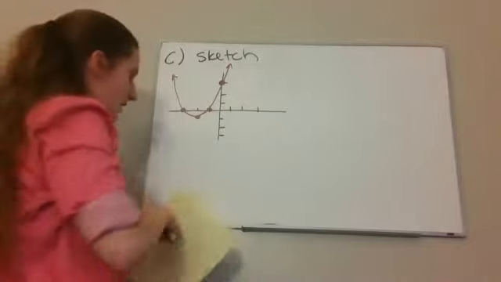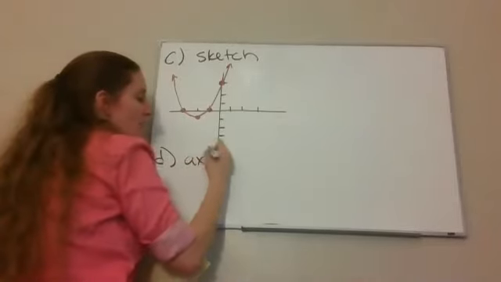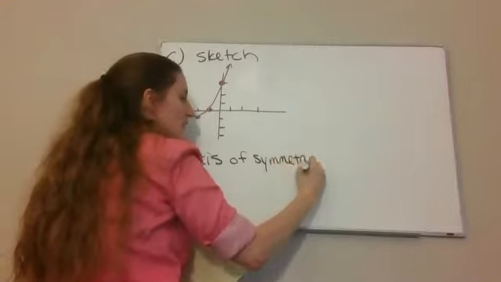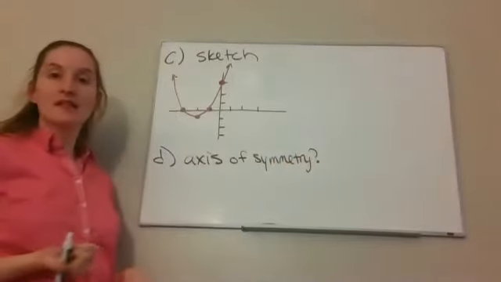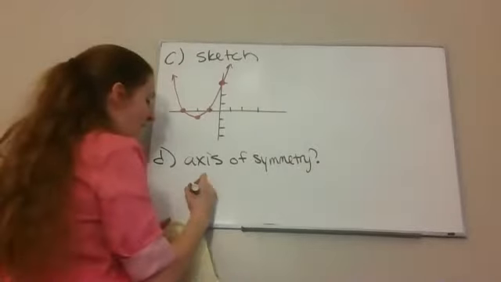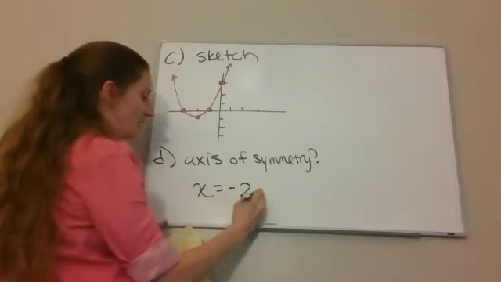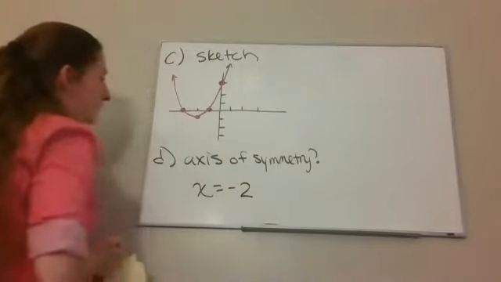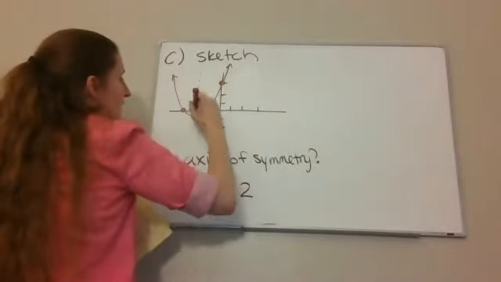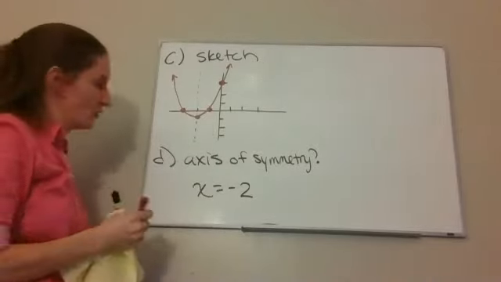Now, part D, what is the axis of symmetry. Now remember, your axis of symmetry is the vertical line that passes through your vertex. It's x equals h. So in this particular problem, x equals -2. My axis of symmetry, I'm just going to put it in green on my graph so we see it, is that vertical line, x equals -2.